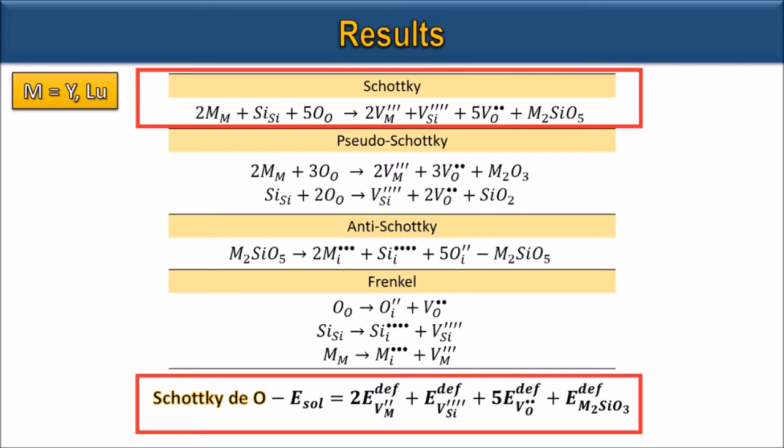The energy cost for all possible individual point defects, vacancies and interstitials, was obtained, and the energy to produce the unbound intrinsic defects was estimated considering the reactions in this table. The solution energies were normalized by the number of point defects present in the final defect configurations according to the related reactions in this table. As an example, the solution energy obtained for the Schottky defect was divided by 8, since this defect presents 8 individual point defects: 2 yttrium or lutetium vacancies, 1 silicon vacancy, and 5 oxygen vacancies.